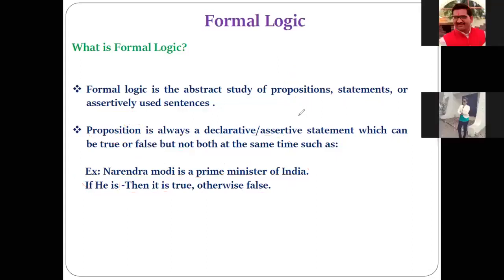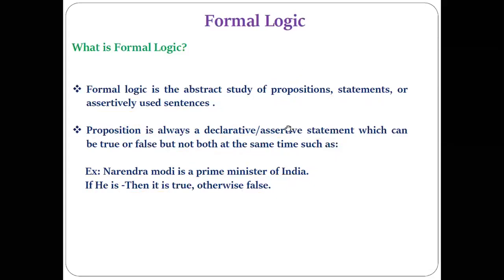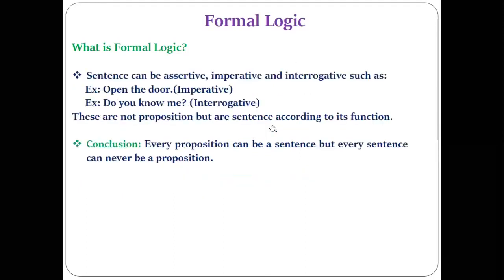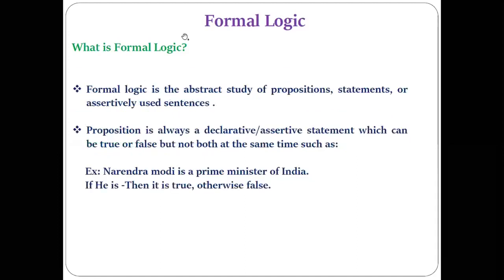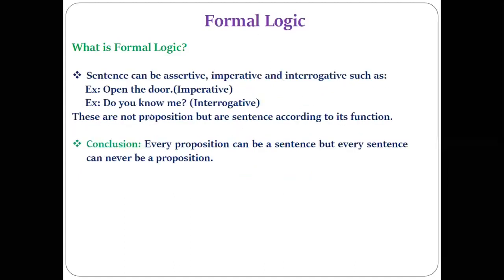Now, what is the difference between the proposition and other kinds of sentences? That part we have to study further. As I said, every proposition can be a sentence, but every sentence cannot be a proposition. Formal logic is nothing but the study or representation of different kinds of propositions, statements, or assertively used sentences. Then we have to see what exactly we mean by the other kinds of sentences. A sentence can be assertive, imperative, or interrogative. You can also call the assertive sentence a declarative sentence.